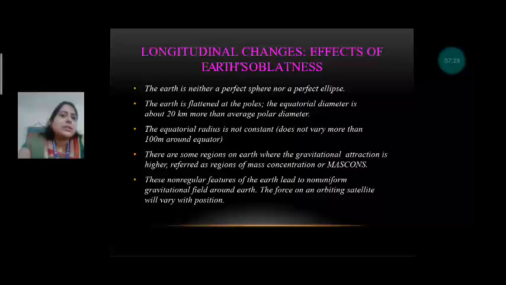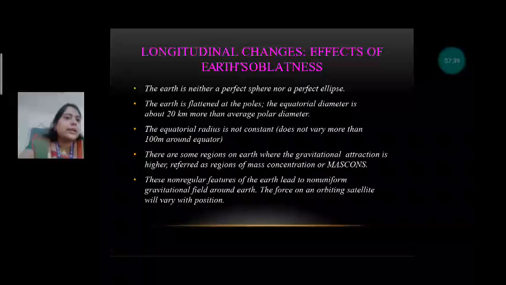With this, we are going to see a specific property called mascons. A mascon is nothing but a beacon-like feature which helps a ship or some distant object find its right place. These non-regular features of the Earth lead to a non-uniform gravitational field, so the force on an orbiting satellite will vary with its position.